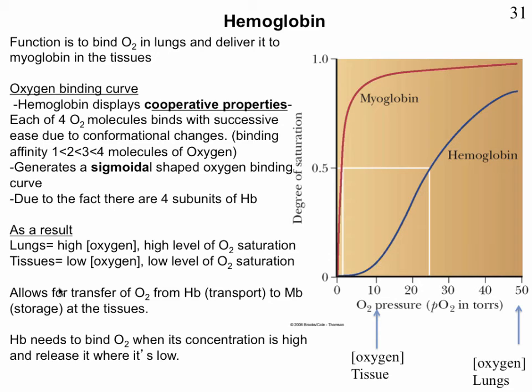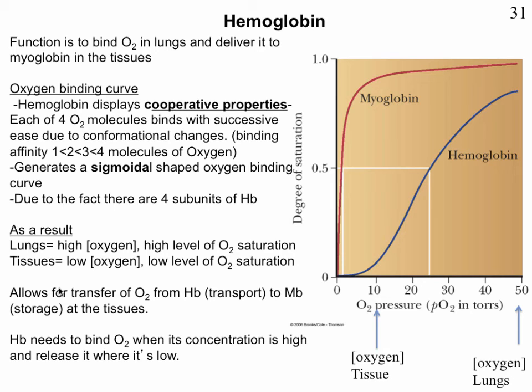So what that means is that if hemoglobin is not bound to oxygen, so it's the deoxyhemoglobin, it is really tough for that first oxygen molecule to bind. But then once that one binds, it's gone through a conformational change where now it's easier for the second one to bind. And now that the second one's bound, it's even easier for the third and fourth to bind. So that's what we call cooperative binding of oxygen to hemoglobin. And so this generates a sigmoidal shape to the oxygen binding curve.